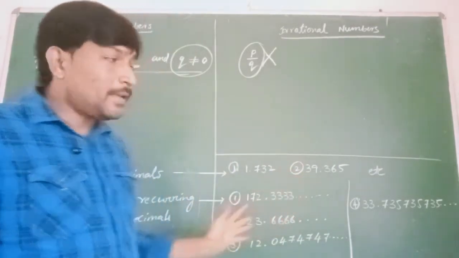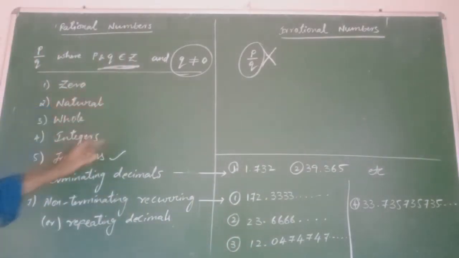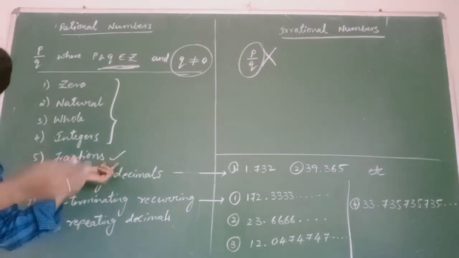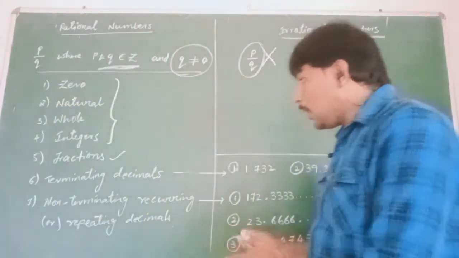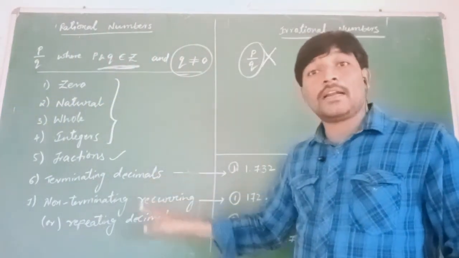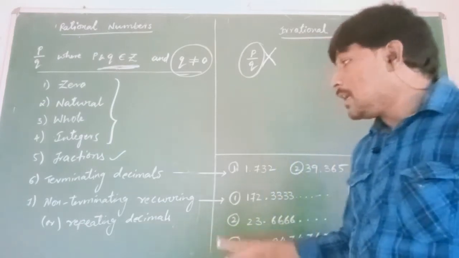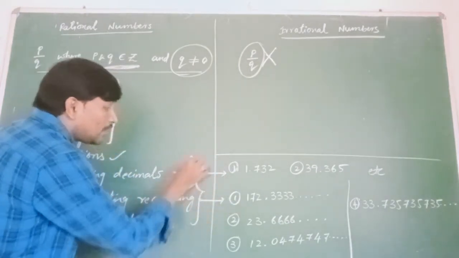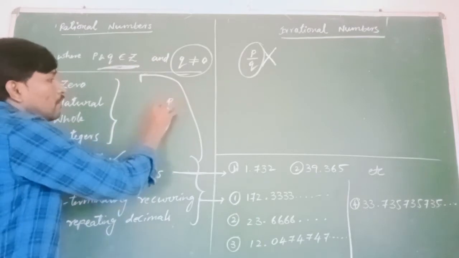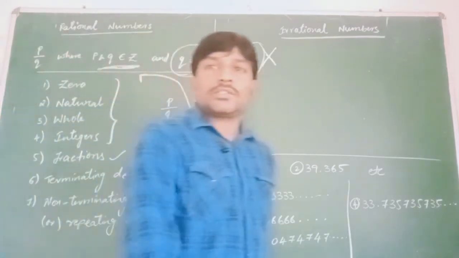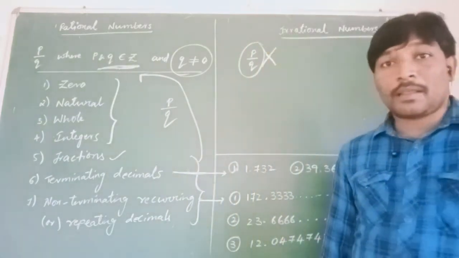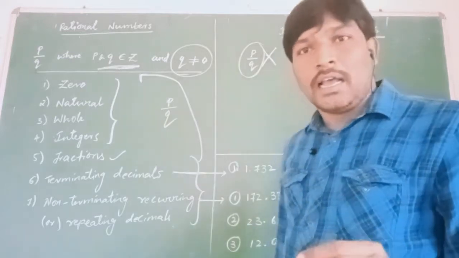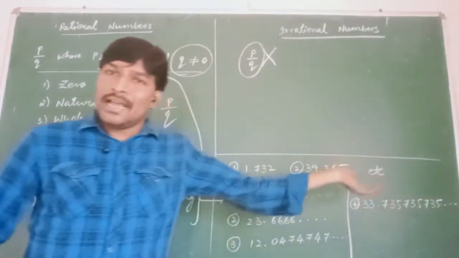Already we discussed that these numbers can be written in the form of P by Q. But what about these terminating decimals and non-terminating repeating decimals? These two different sets of numbers can also be written in the form of P by Q. That means we can express these terminating and non-terminating repeating decimals as fractions. How to convert them, we'll discuss in the next classes.